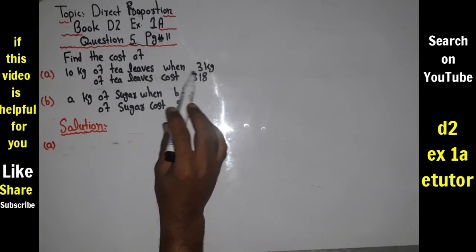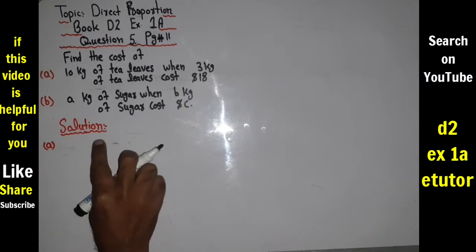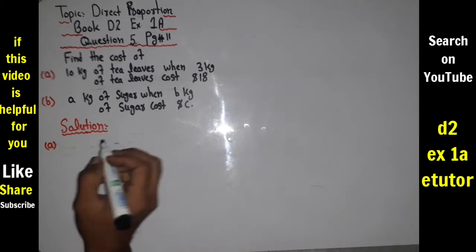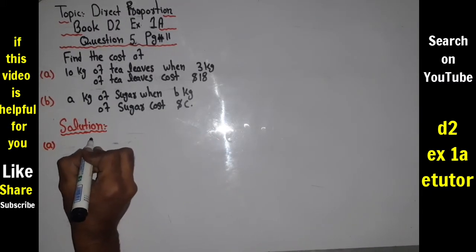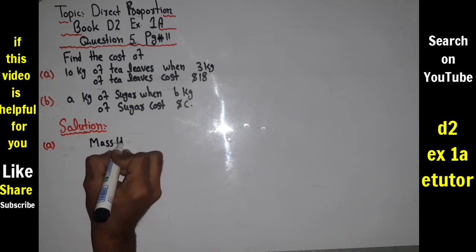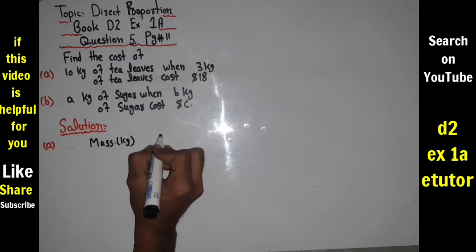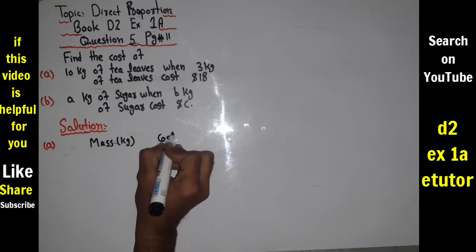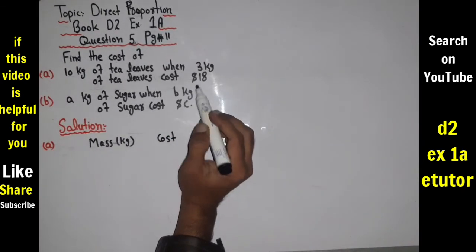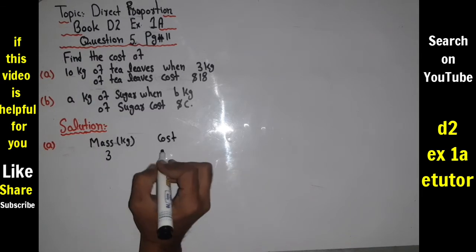So we have 3 kilogram of tea leaves. This is a mass. Mass का unit होता है ना kilogram. So you have mass in kilogram, and then cost. Mass and cost we have. We have 3 kilogram of tea leaves that cost $18. So we'll write 3 over here, that cost $18.